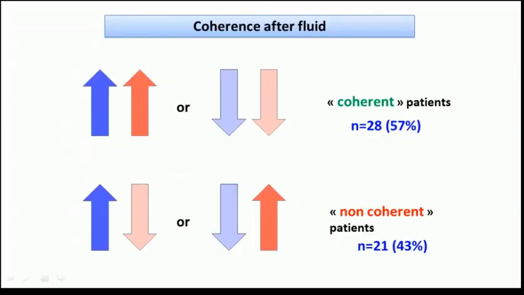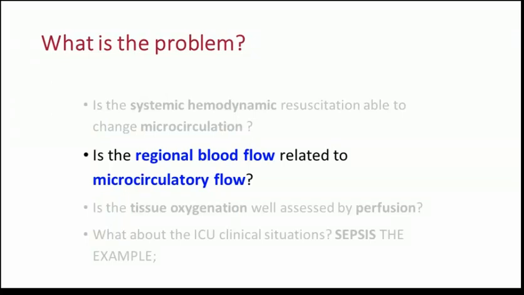Okay? So then we classified in these patients who is coherent, always improving or always deteriorating, and who is not coherent. So you get an improvement for one and non-improvement for the other. And you see 57% were coherent and 43% were not coherent. So that means that the big circulation and the small circulation are not moving together, at least for 50% of the patients. And that's a major piece of information that we wanted to know.